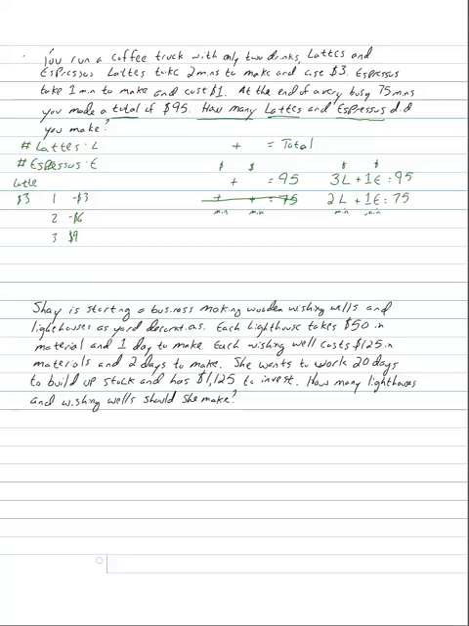And now I have a system of equations with 2 variables and 2 equations. So I can solve it. I'm going to solve it by elimination. So I'm going to multiply my second one by -1.